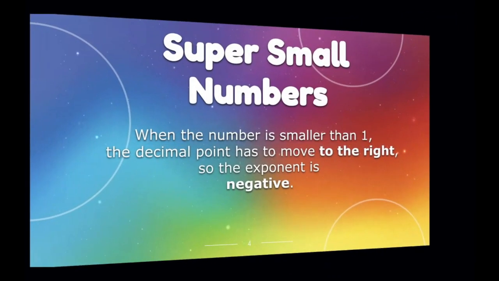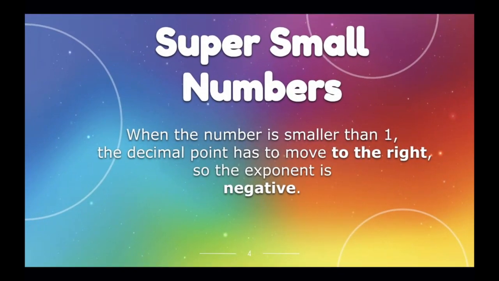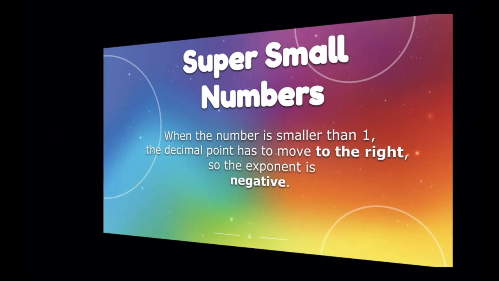So let's focus on what super small numbers are. When the number is smaller than 1, the decimal point has to move to the right, so the exponent is negative. I'll say it again. The decimal point moves to the right and the exponent is negative. Sounds a little weird, but don't worry, I'll hook you up.